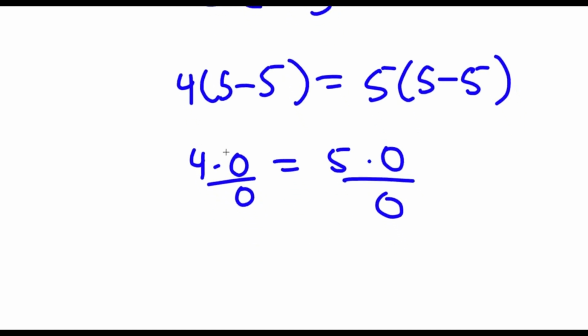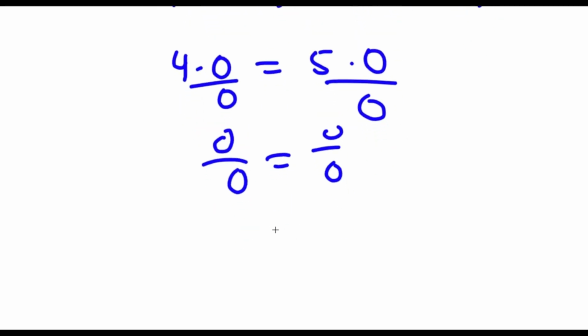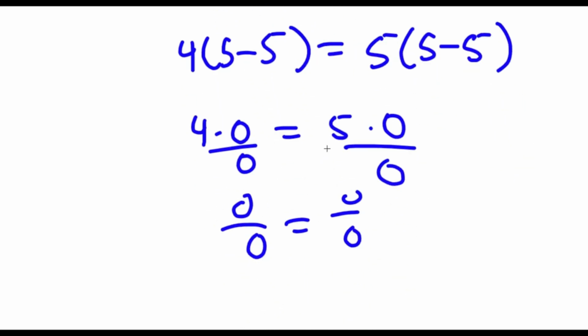And now 4 times 0, so now if we do this, 4 times 0 divided by 0 is 0 over 0 is equal to 0 over 0, and 0 divided by 0 is undefined. So you can't do this. So this is why dividing by 0 can lead to weird results.